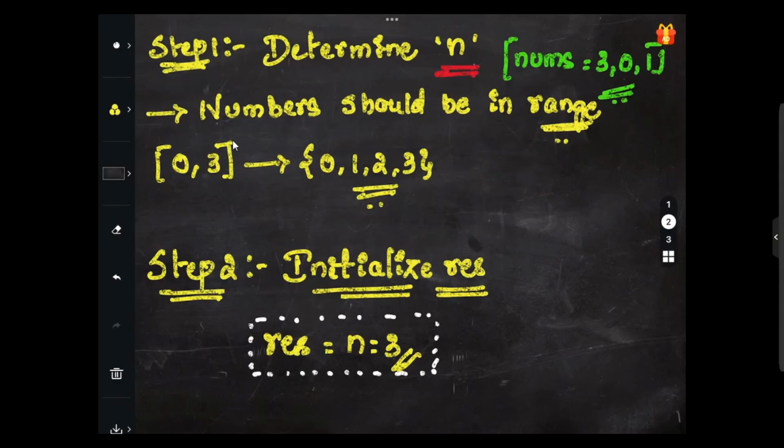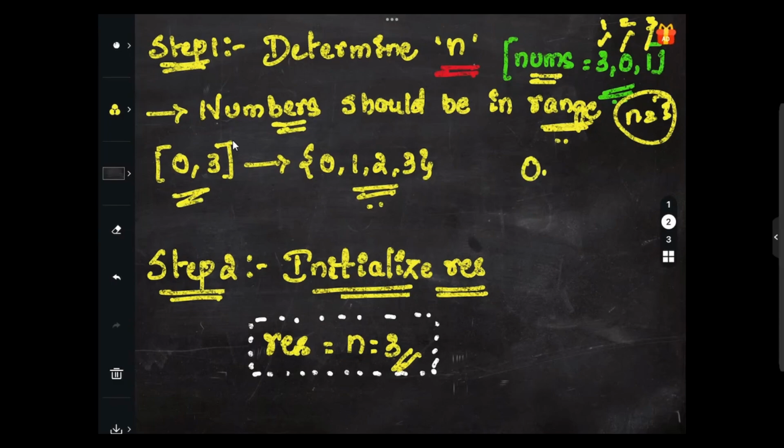The first step is to determine n. Here we have nums 3, 0, 1, so n in this case is 3. This is 1, this is 2 and this is 3. So the numbers should be in the range 0 to 3, meaning 0, 1, 2, 3. We have already discussed this while explaining the example, so you should be knowing this one.